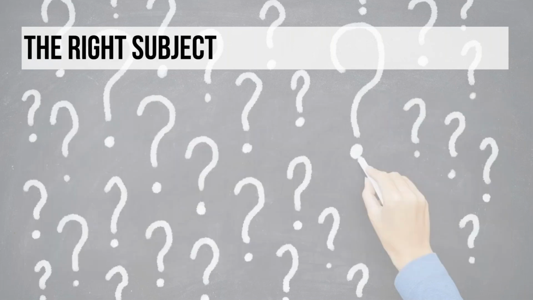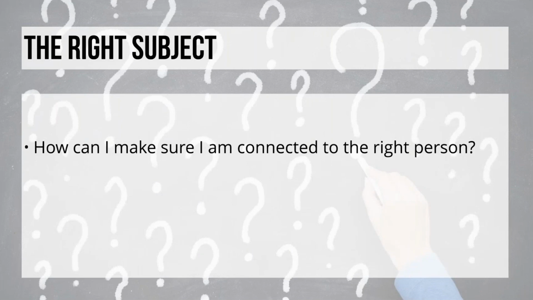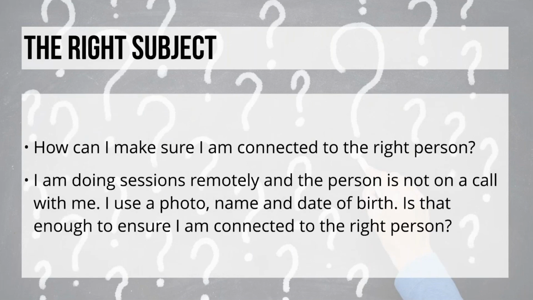So here's one, the right subject. How can I make sure I am connected to the right person? I'm doing sessions remotely and the person is not on a call with me. I use a photo, name, and date of birth. Is that enough to ensure I'm connected to the right person? Well, oddly enough, I have never used a photo. I've never actually used a date of birth. I've never really worried about this, and I've never had a problem. I've always been connected to the right person. All I've ever used is just a name.